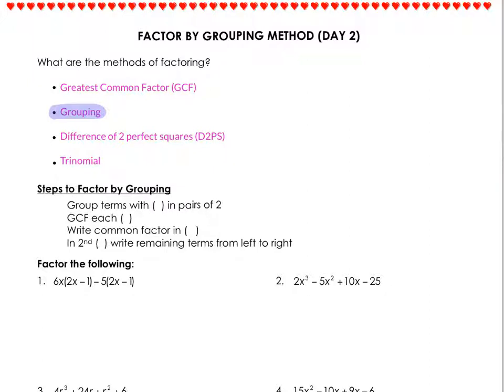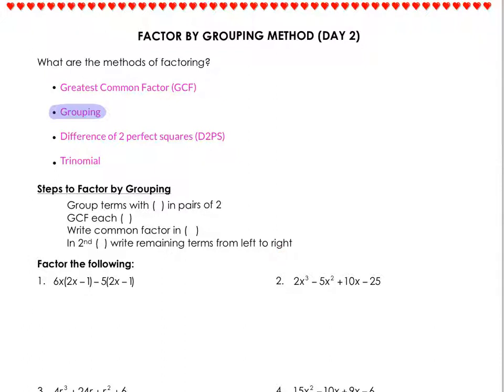grouping. So to factor by grouping, we need to group terms with parentheses in pairs of 2. So we're grouping 2 things together. Then we'll find a GCF within each parentheses, write the common factor in parentheses, and then in a second set of parentheses, write the remaining terms from left to right.